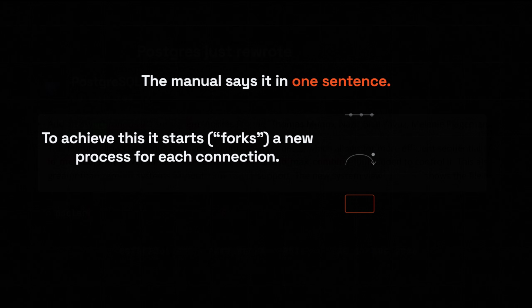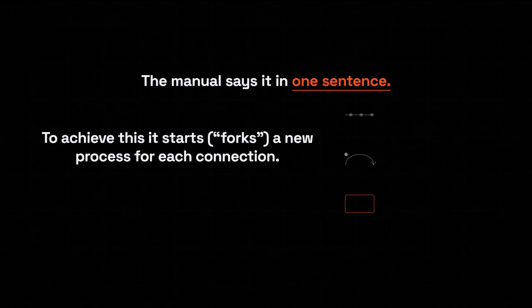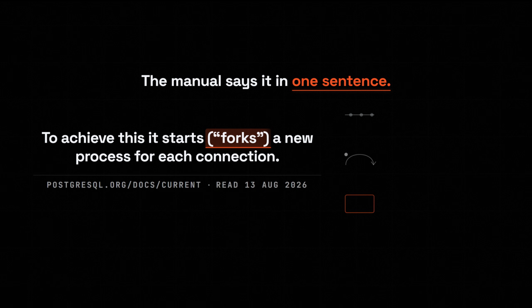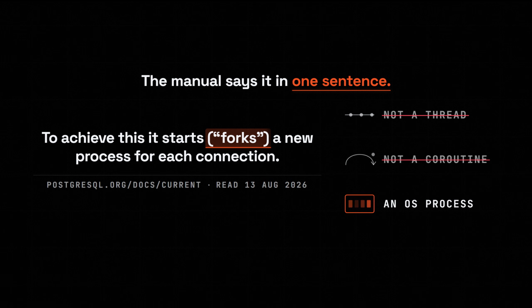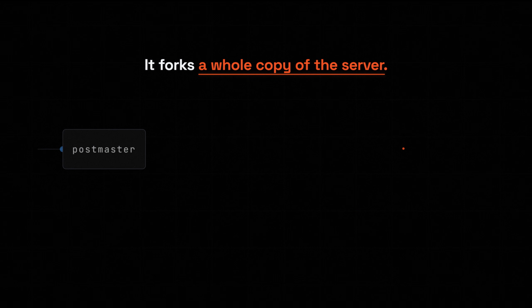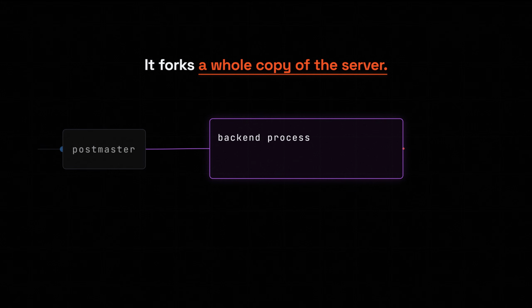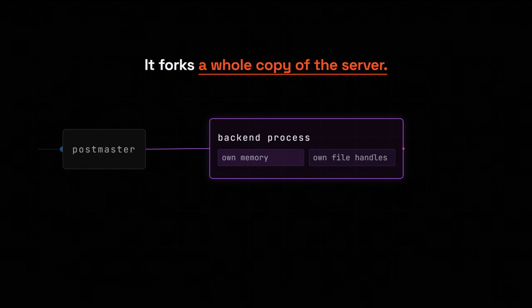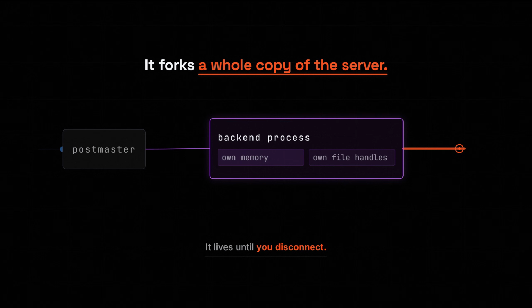Open the Postgres manual at Chapter 1, and it tells you in a single sentence, to handle multiple concurrent connections, quote, it starts, forks, a new process for each connection. Not a thread, not a coroutine, an operating system process. So when your app opens a connection, the supervisor process forks a whole new copy of the database server just for you. Its own memory space, its own file handles, its own everything. It lives until you disconnect.